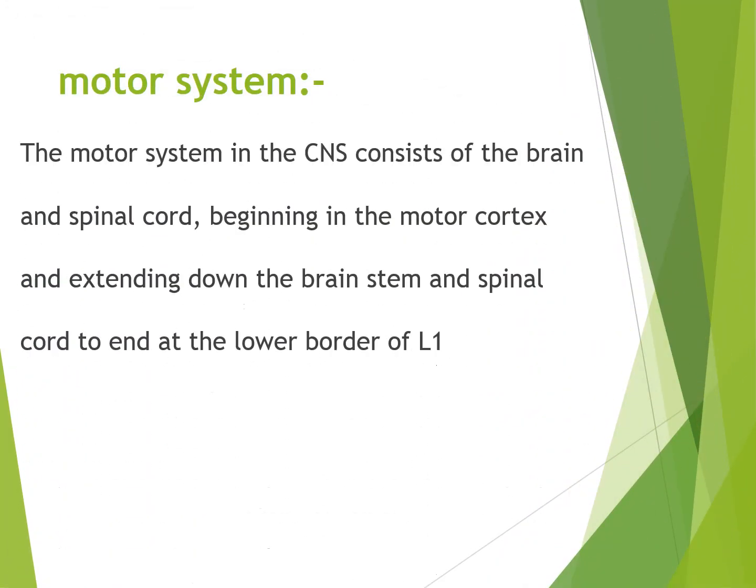Localization. Regarding the motor system, the motor system in the central nervous system consists of brain and spinal cord, beginning in the motor cortex, extending down to brain stem and spinal cord, to end at the lower border of L1 at the end of spinal cord.